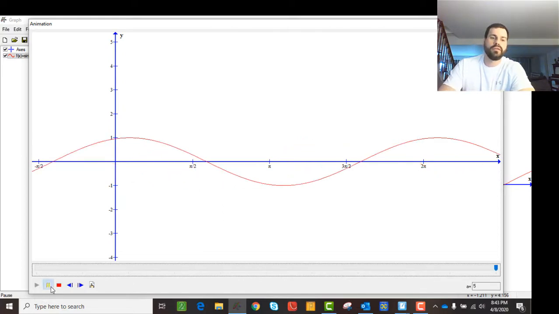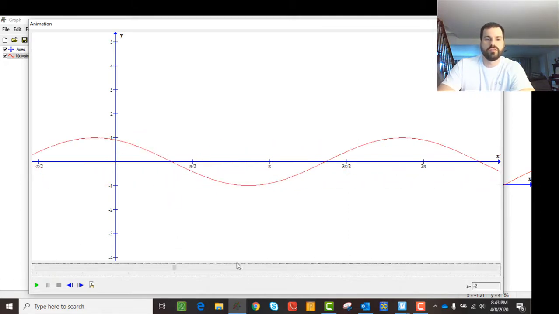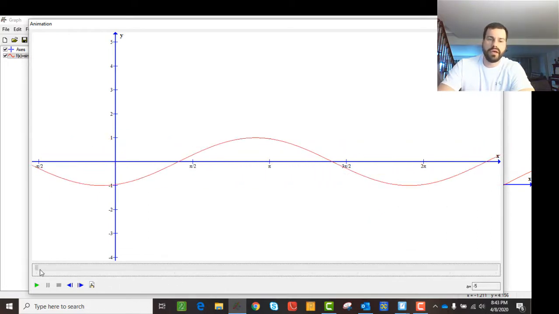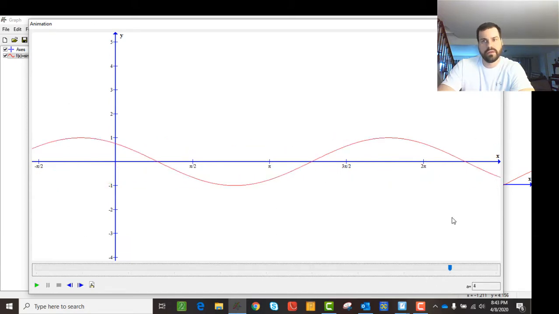Okay, and if you watch that, I think you can clearly see what it's doing. If it's positive, it's moving it to the right, and if it's negative, it's moving to the left, but it's essentially just moving it left or right. Okay? If it's negative, it's moving it to the left, and if it's positive, it's moving to the right.